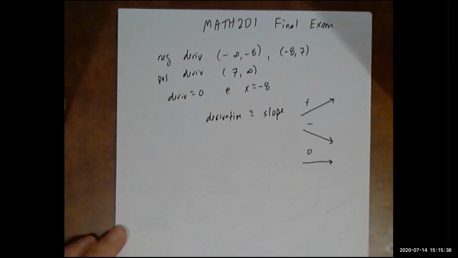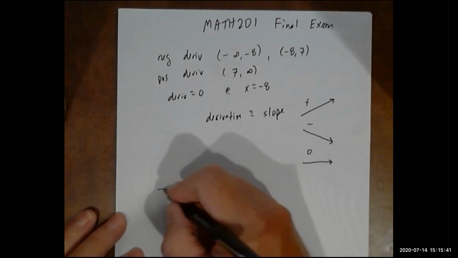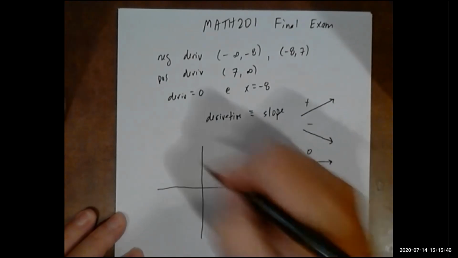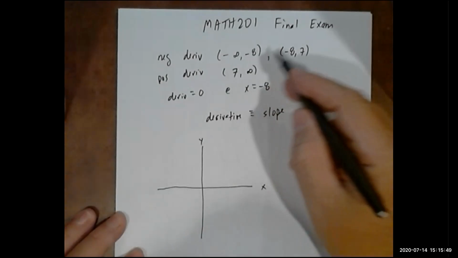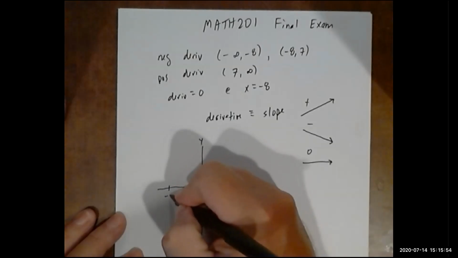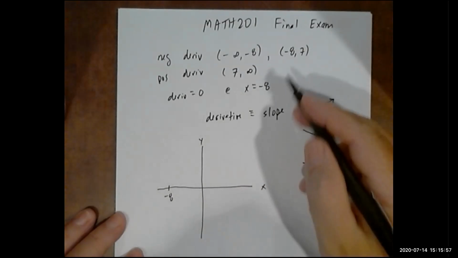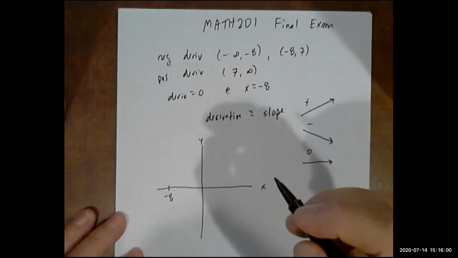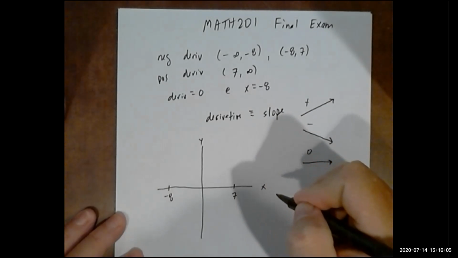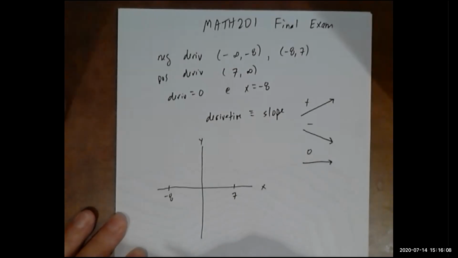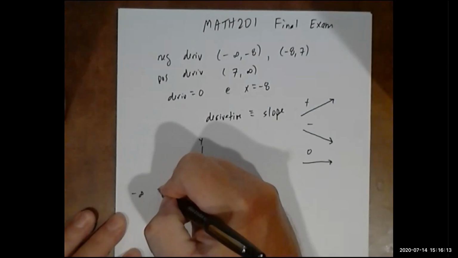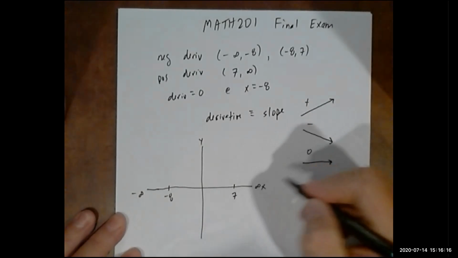So based upon the information they've given, let's try and make a little sketch here. So let me create a little XY graph. So let's say, looks like we start here. Let's put negative 8. And looks like we're going to go to 7. So obviously out here is negative infinity, and out here is positive infinity.